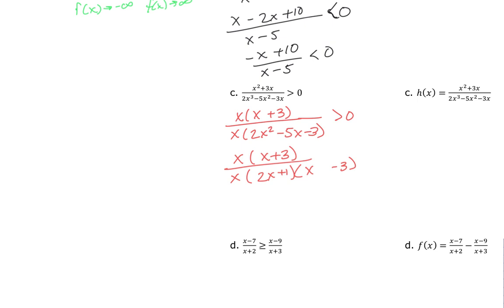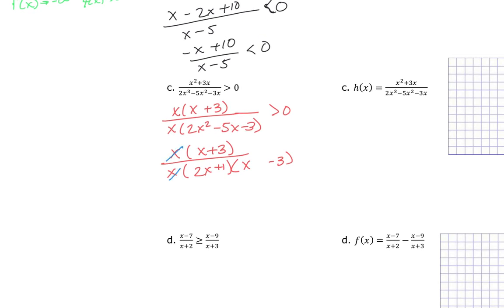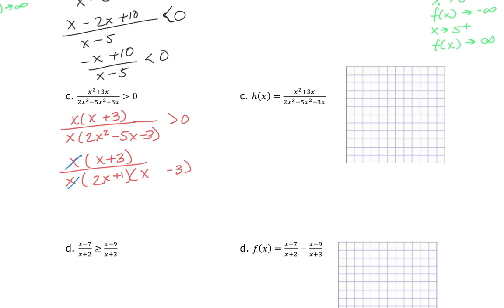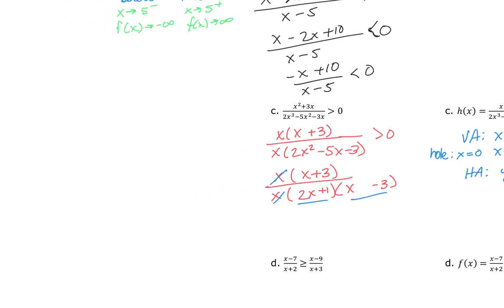Now I can talk about my domain. Yes, these cancel. So I know over here on my vertical asymptotes, I'm going to get x is equal to 3 from this. I'm going to get x is equal to negative 1/2 from this. Looking at the degrees of the polynomial, my horizontal asymptote is at y is equal to 0. I also have a hole in the graph, so a hole or a removable discontinuity happens at x is equal to 0. All right, let's come over here and build our sign chart.